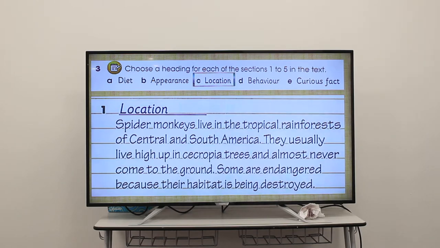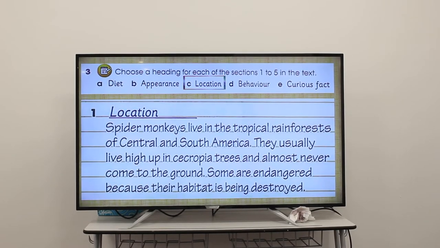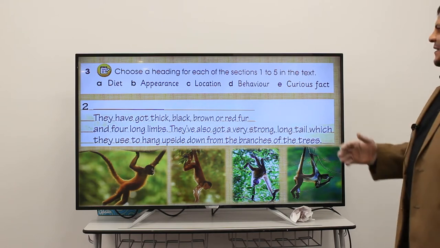Okay, and so the answer here, as it's already answered, is the location. Let's go to number two. They have got thick, black, brown or red furred forelimbs. They've also got a very strong, long tail which they use to hang upside down from the branches of the trees.